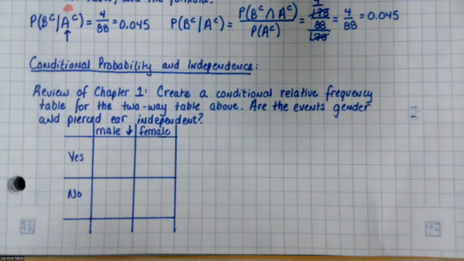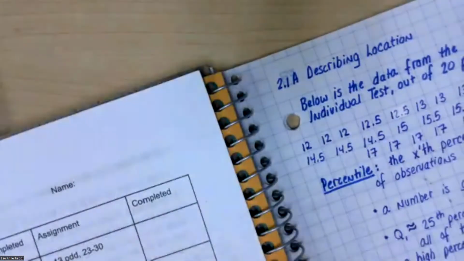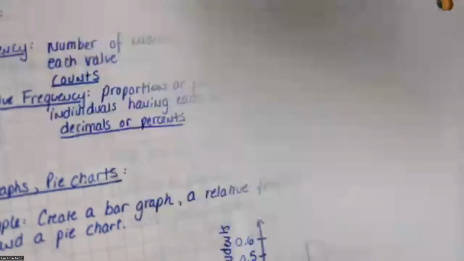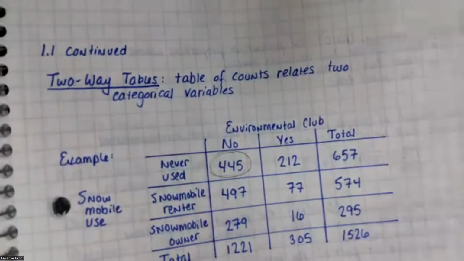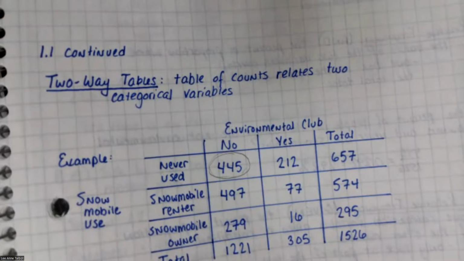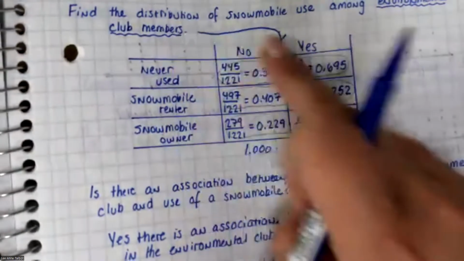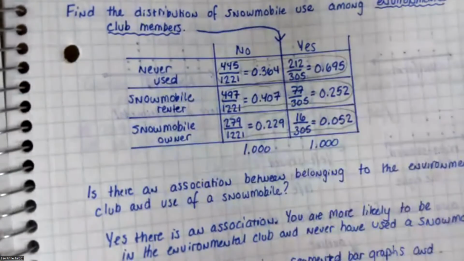No, we got nothing. Let me see if I can locate it. Okay, here's the snowmobile thing from the summer. Remember the snowmobile thing? And then we did the dividing down. This is what we're gonna do right now. The dividing down.